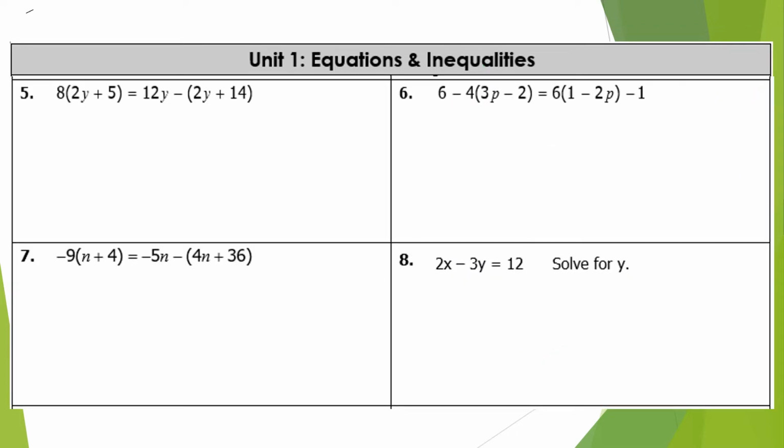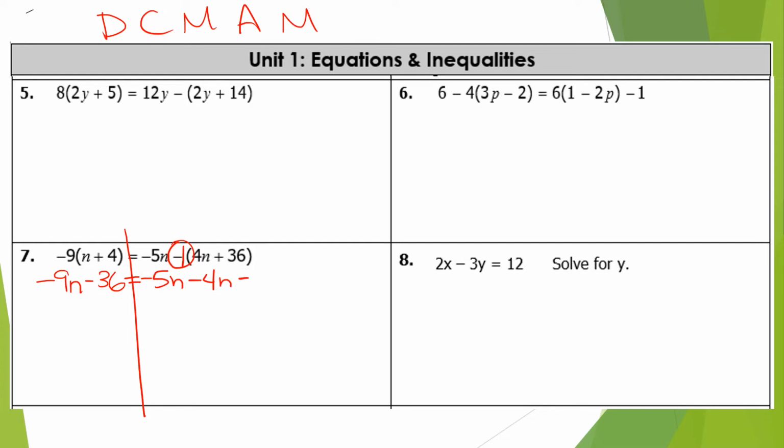Let's take a look at an equation with multiple steps, like number 7. Again, we want to use that acronym. I'm going to start with distributing. I'm going to distribute the -9. I'm going to drop down the -5, and be careful, this is a common error. I'm distributing a -1, not the 5. The 5 is not attached to the parenthesis. So I have a -4n minus 36.